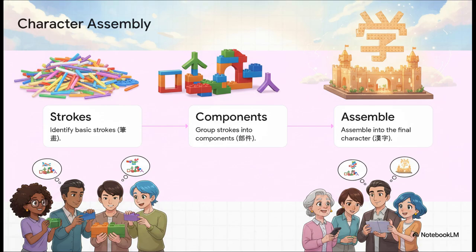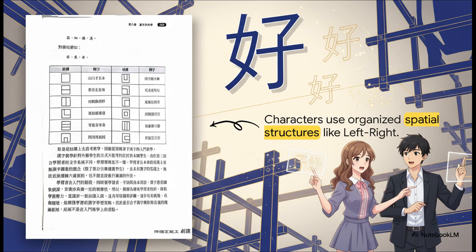Instead of suffering the severe cognitive overload of memorizing 20 random, disconnected lines, your brain only has to remember 3 familiar Lego bricks. It changes everything. And as you'll see, characters are assembled using spatial structures like left-right and top-bottom. Some are even fully enclosed. It absolutely proves that Chinese characters are highly organized architectures, not just chaotic drawings. Once you internalize these spatial blueprints, your brain naturally knows exactly where to place those Lego brick components.